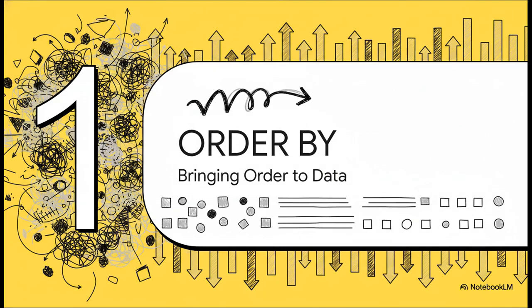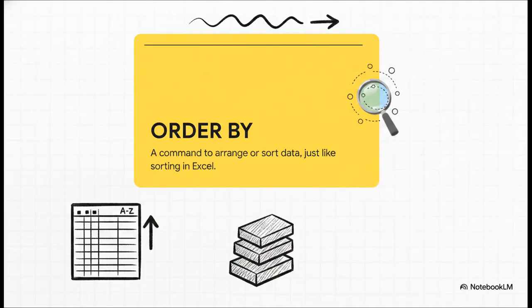All right, our very first tool for taming this data chaos is a command called order by. Seriously, this is your secret weapon for creating logical structure out of pure randomness. So what is order by? Well, it's pretty much exactly what it sounds like. It's the command you give to the database to arrange your data.